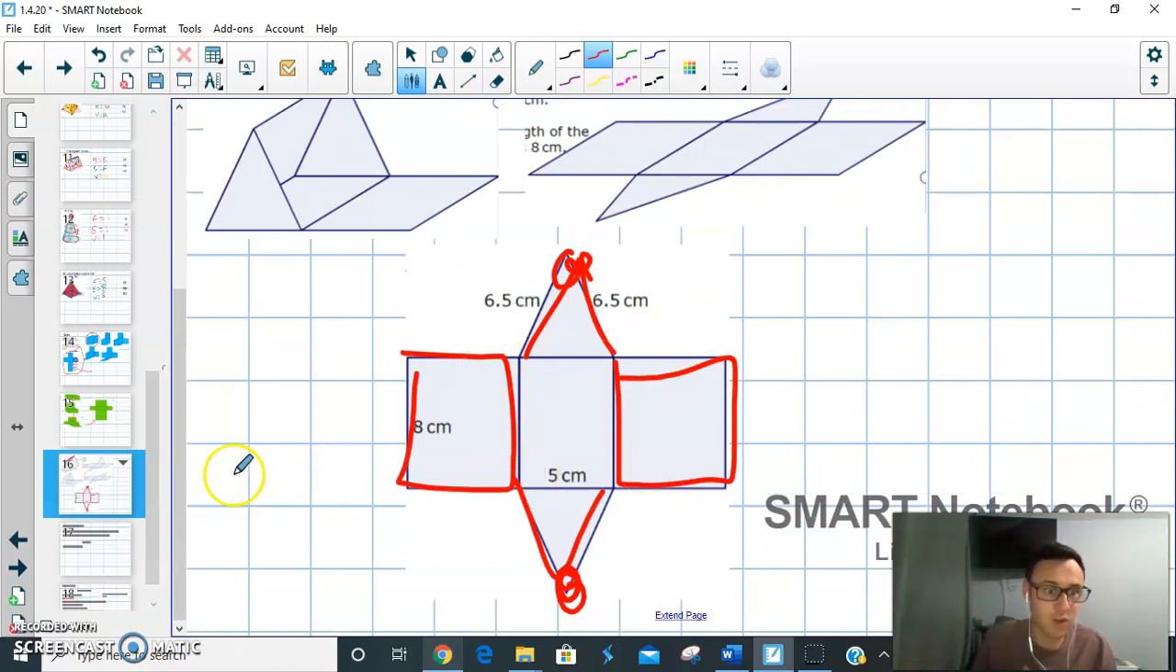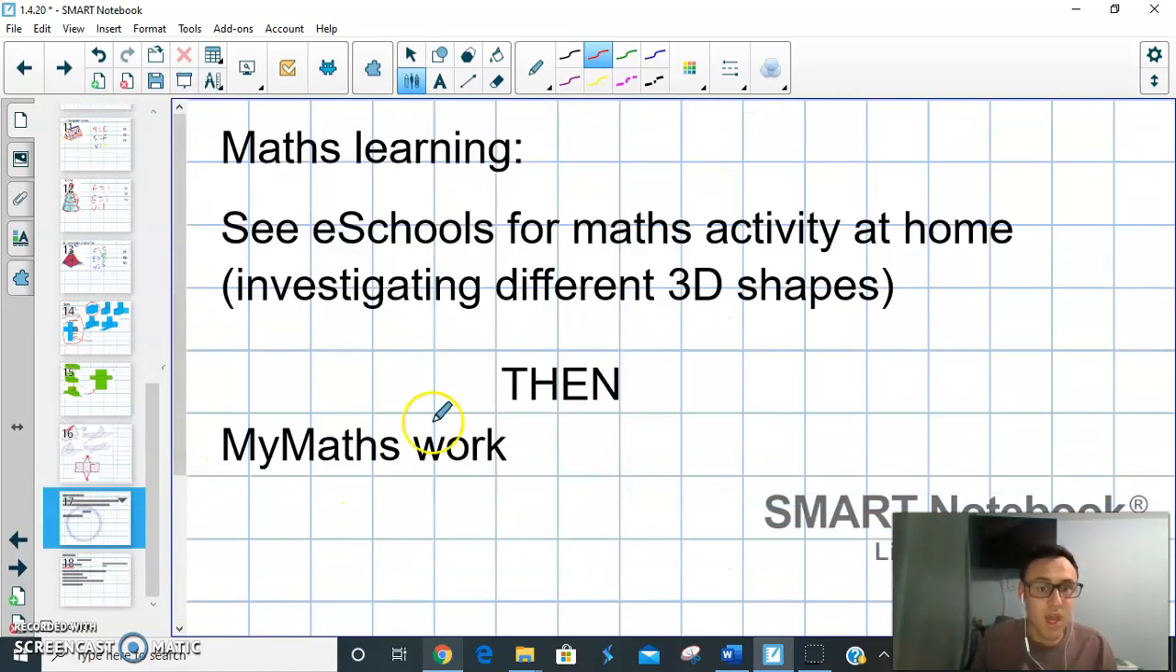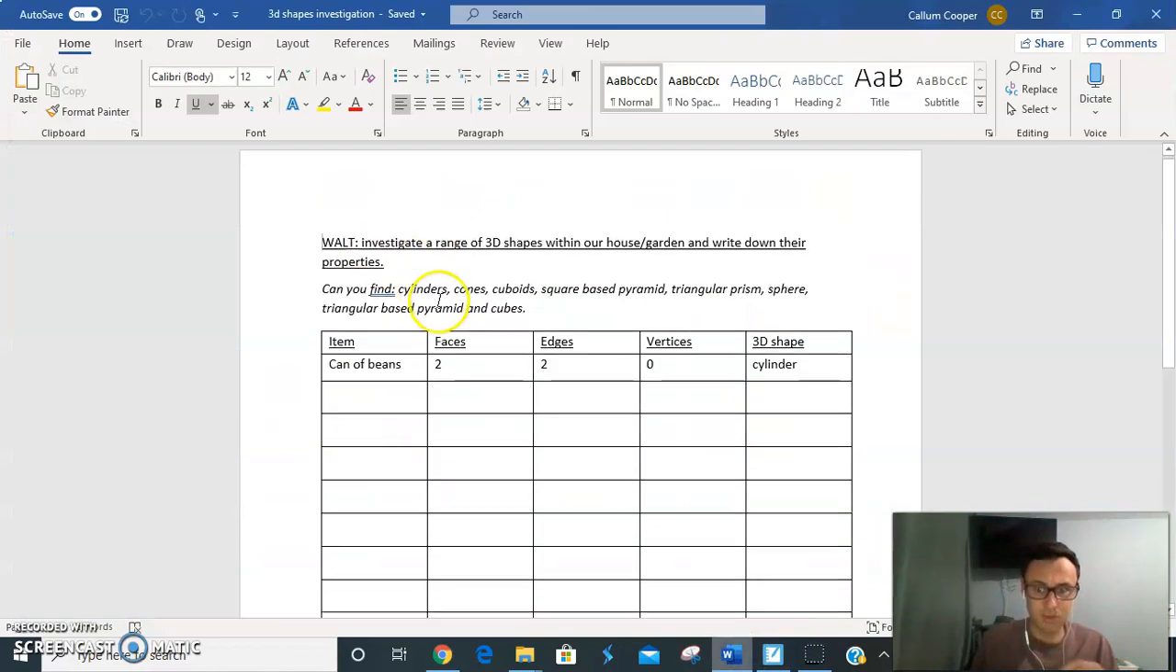So some of you have got that type of learning as well. So what's your maths learning for the next few days then? Obviously it's Wednesday today and it's due in on Friday. Well, we want you to go onto eSchools and see the maths activity that we've set you on there. It's called Maths 3D Shape Investigation, or 3D Shapes. This is what you have to do.